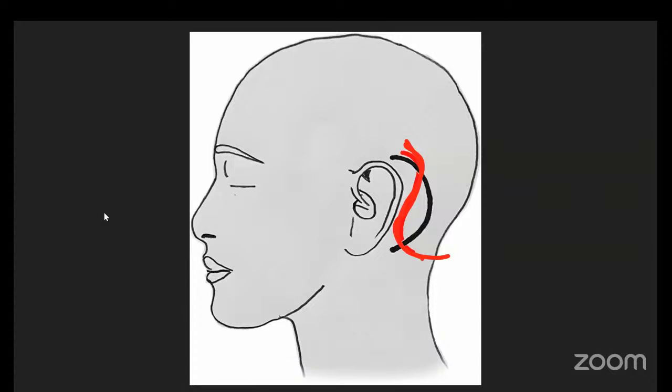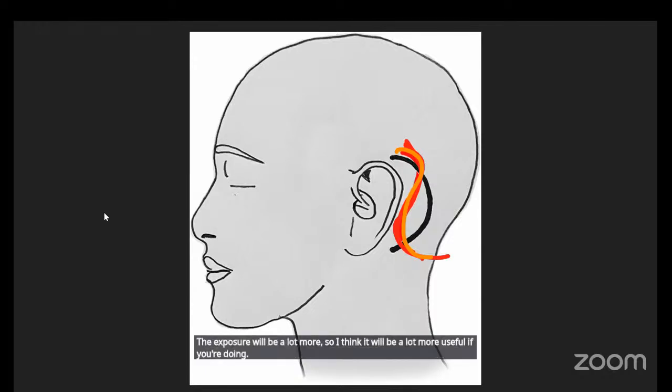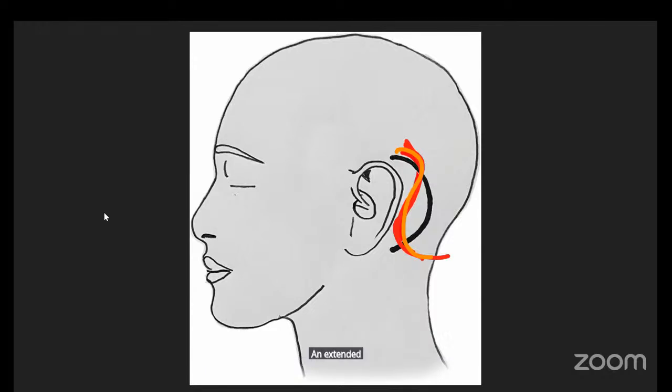Lesser tension during closing. Yeah, the closure would be easier. Apart from that, the exposure will be more. If you compare the exposure from a simple curvilinear incision, the exposure will be a lot more. So I think it will be a lot more useful if you're doing an extended retrosigmoid approach, because once you put in the retractors, this is going to get undermined more than a simple curvilinear incision.